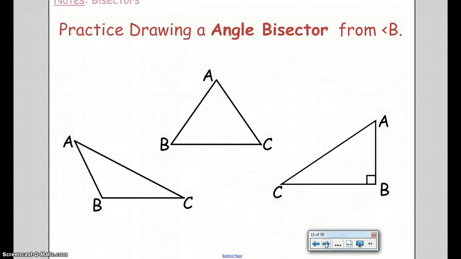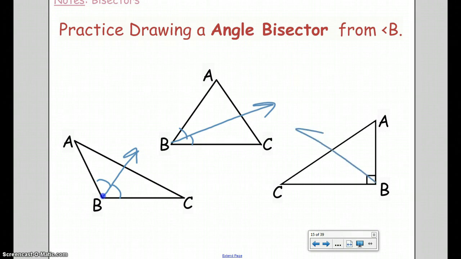Okay. All right. Practice drawing an angle bisector from angle B. So take angle B, eyeball it, cut it in half-ish, draw a ray, and put arcs. Go. Draw a ray, put arcs. That's an angle bisector. Cut that angle in half. Divide it in 2. Draw an angle bisector from angle B. Do it again. Arc, arc. From angle B.